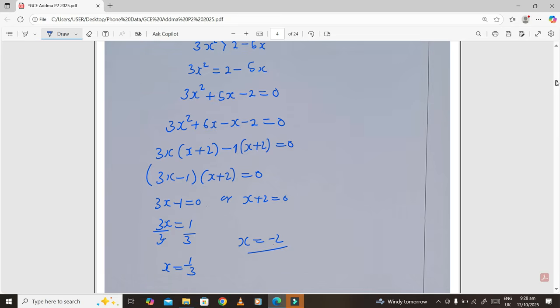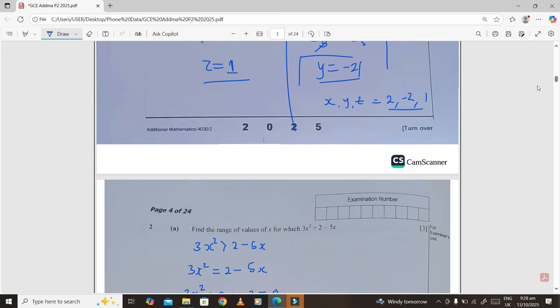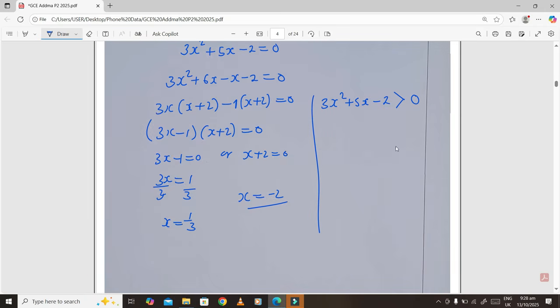So if we want, we can do this. We test. We've got 3x power 2 plus 5x minus 2. This must be greater than 0, according to what we have here. So it must be greater than 0. So we're going to do a line like this, and then here we write negative 2, here we write 1 over 3, and then do this. We want to find where the solutions are.